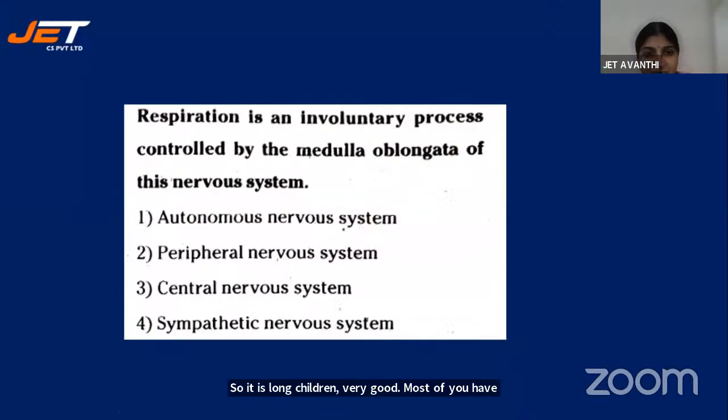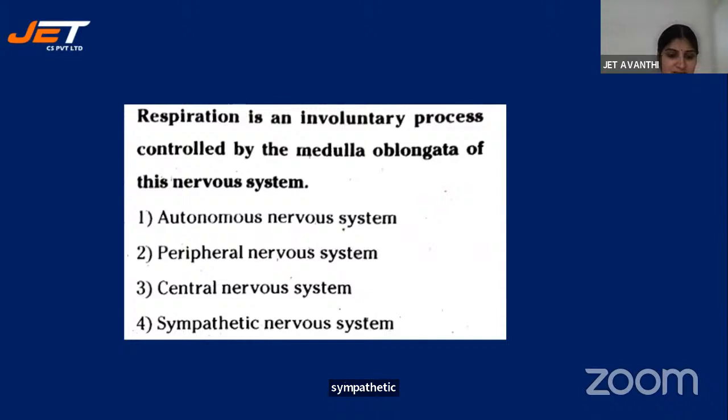Then next question. Respiration is an involuntary process, as I told you. What is involuntary? Controlled by the medulla oblongata of the nervous system. So which nervous system is responsible for the involuntary process of respiration? You have to know to which part the medulla oblongata belongs. Autonomous, peripheral, central nervous system or sympathetic nervous system. See, what is sympathetic and parasympathetic? These are the parts of the autonomous nervous system. For example, in the inhalation and exhalation phases, inhalation falls under sympathetic, exhalation falls under parasympathetic. The opposite actions come under sympathetic and parasympathetic, which are monitored by the autonomous nervous system.